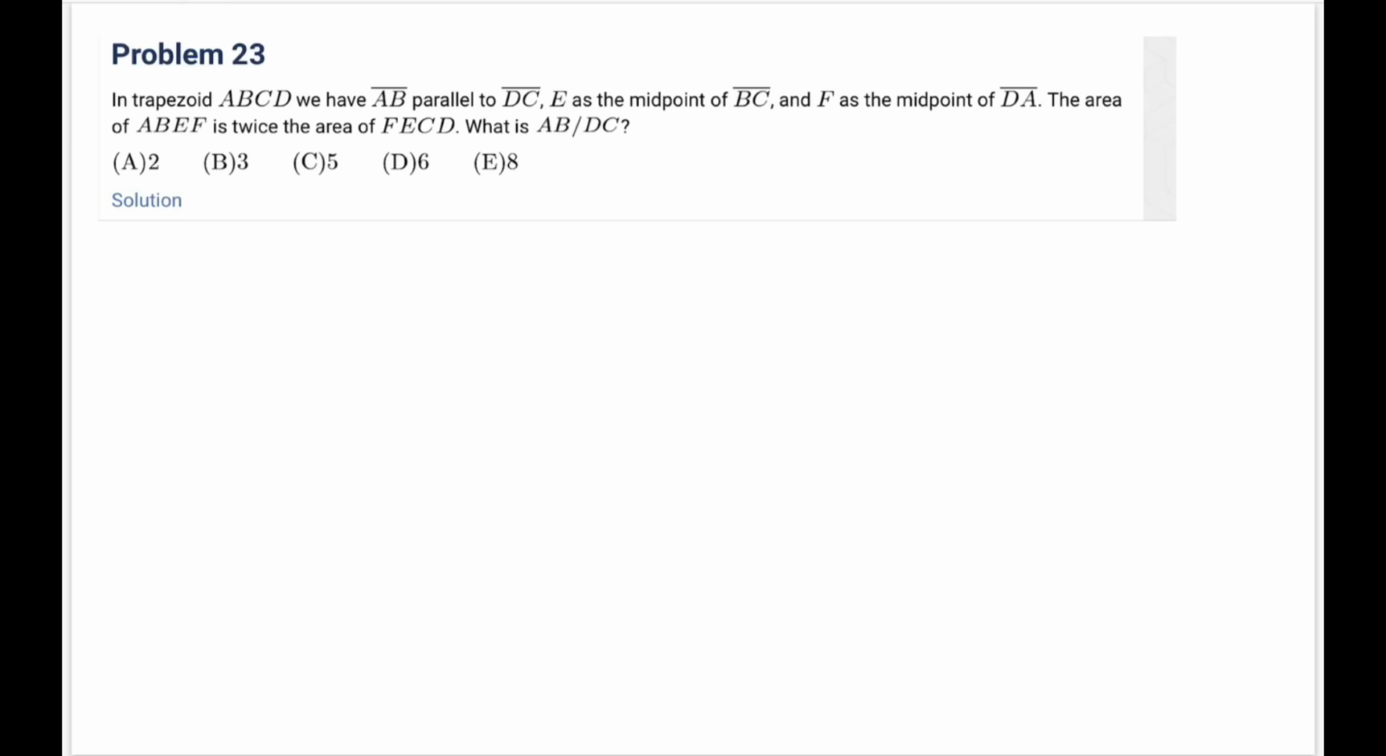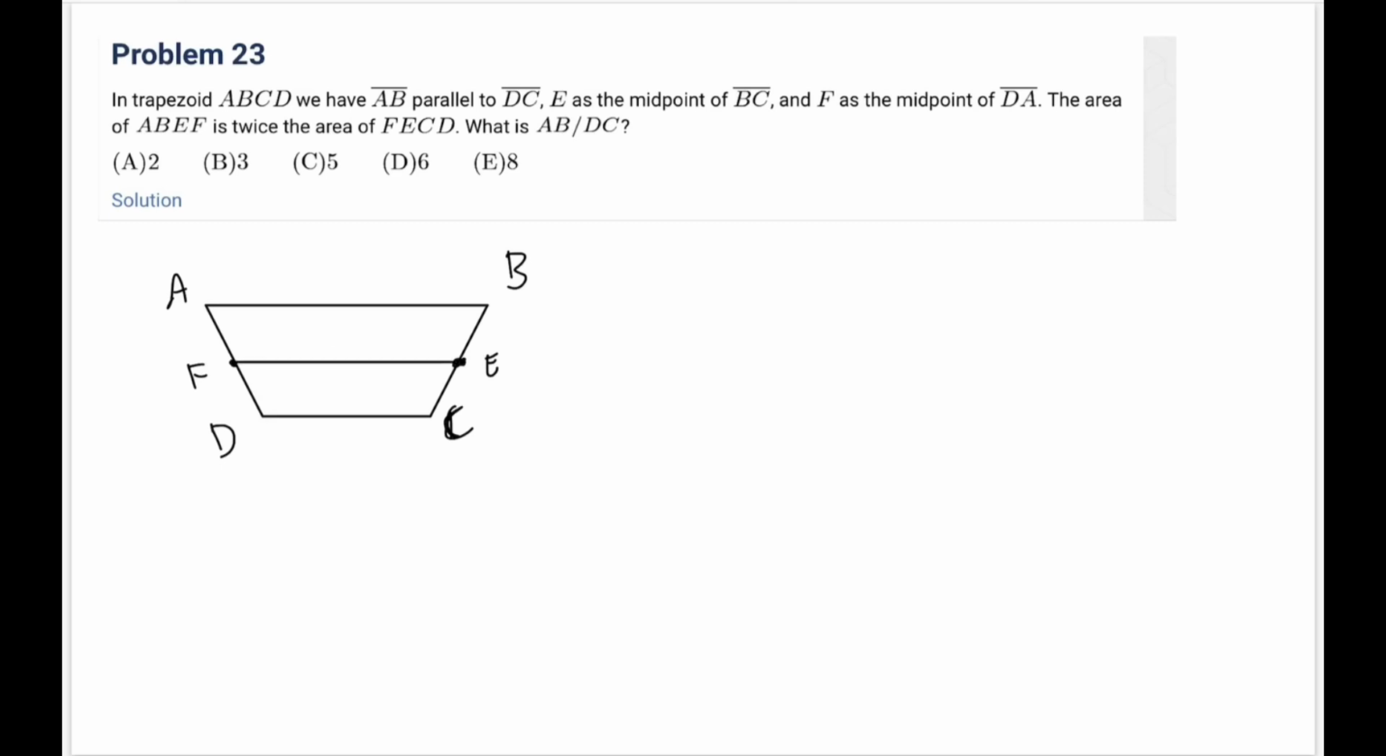Okay, so we have this trapezoid ABCD. We have AB parallel to DC. No, this has to be C, this has to be D. And so these two are parallel. E is the midpoint of BC. F is the midpoint of DA. The area of ABEF, so we have to connect these two. The area of ABEF is twice the area of FECD. What is AB over DC?